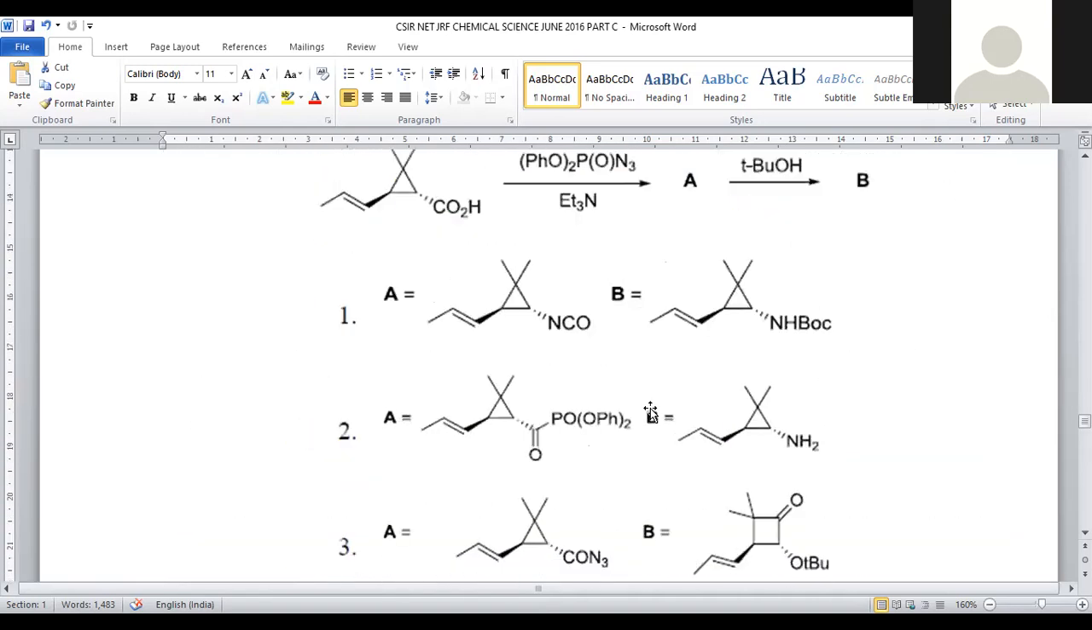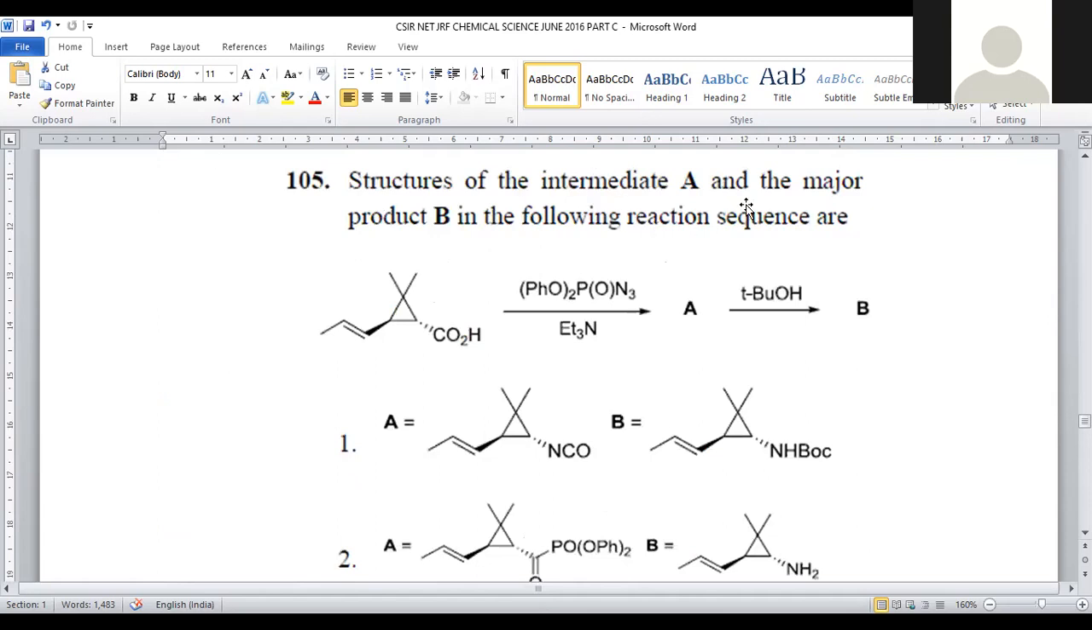Let us move on to question number 105. The structure of intermediate A and the major product B in the following reaction sequence. Here it is a 3-membered ring, a cyclopropane ring, and it contains one side chain alkene group and geminal dimethyl groups also. Here we have a carboxylic acid. It is treated with (PhO)2PON3, triethylamine, a tertiary amine base, and here compound A will be formed.